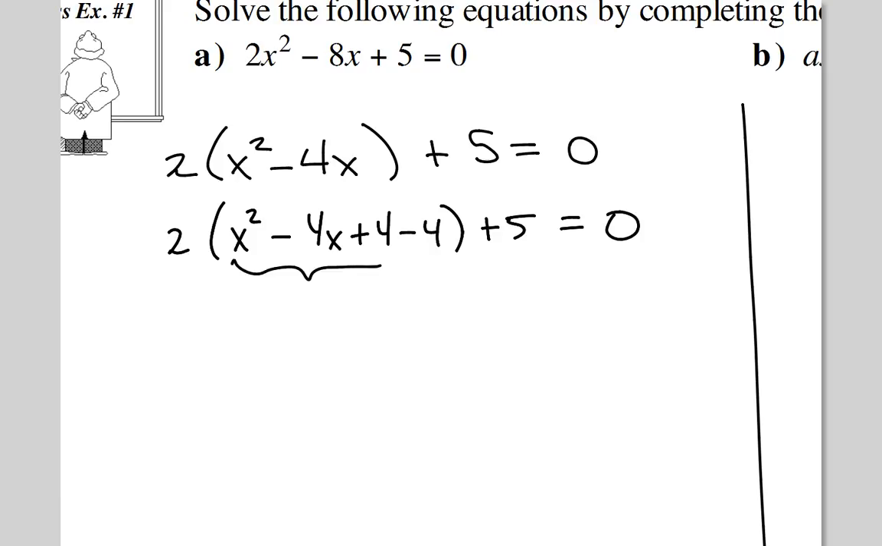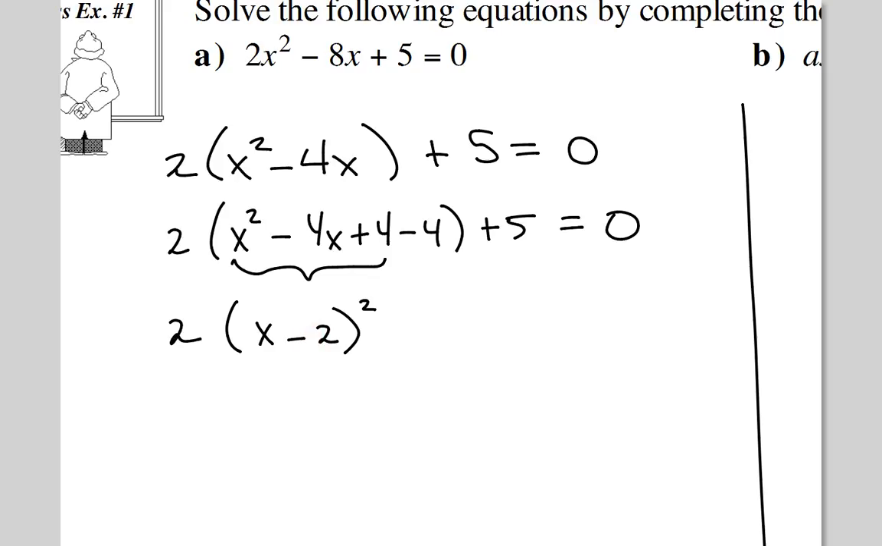Those 3 make up the perfect square. What was it? How do you know it's 2? What's this number? It's always the middle term cut in half. Always.